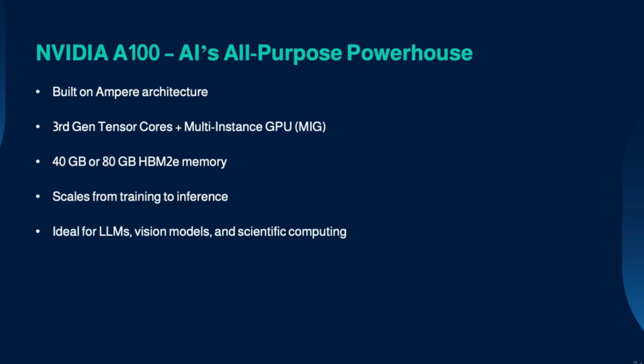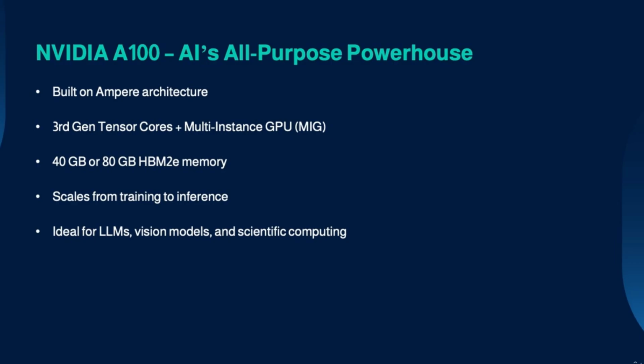The A100 GPU is based on NVIDIA's Ampere architecture and delivers massive parallel performance. It features third-generation tensor cores, which are tuned for mixed precision and optimized deep learning performance. One standout feature is multi-instance GPU, or MIG, which allows you to partition a single A100 into multiple isolated instances, ideal for shared cloud deployments.